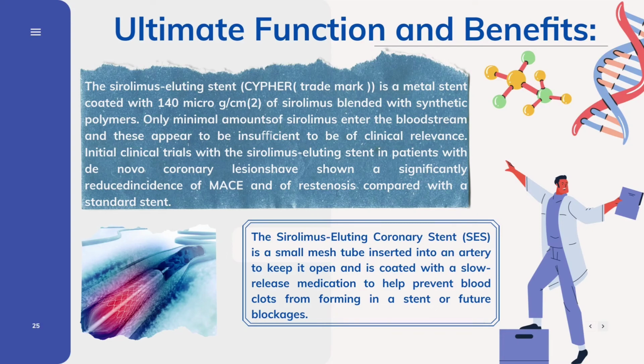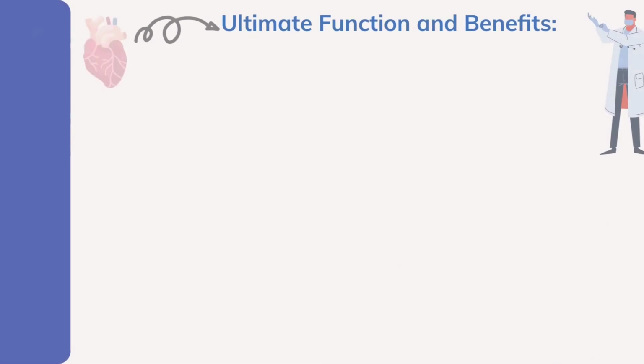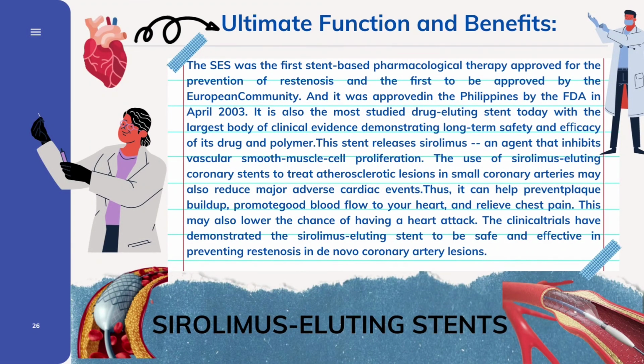The sirolimus eluting coronary stent, or SES, is a small mesh tube inserted into an artery to keep it open and is coated with slow-release medication to help prevent blood clots from forming in a stent or future blockages. The SES was the first stent-based pharmacological therapy approved for the prevention of restenosis and the first to be approved by the European Community. And it was approved in the Philippines by the FDA in April 2003.